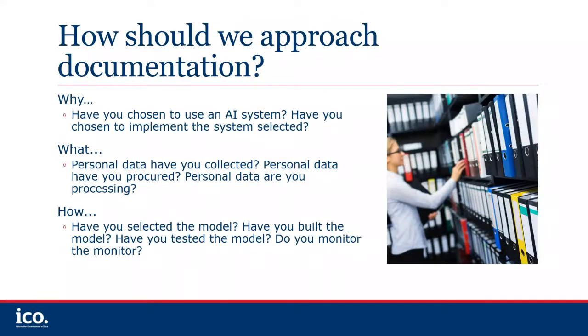Another important factor in this process is adequate documentation. It is essential to document each stage of the process behind the design and deployment of an AI decision support system in order to demonstrate accountability to data subjects and regulators. It is important to provide documentation that can be understood by people with varying levels of technical knowledge and that covers the whole process from designing your AI system to the system's output. Key areas that should be documented include why you chose to use an AI system, the collection, procurement and processing of the personal data used by the system, and this may include data used to train the system, and the model selection, building, testing and monitoring.